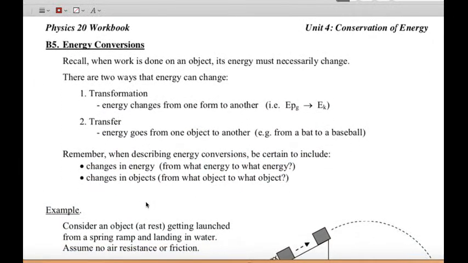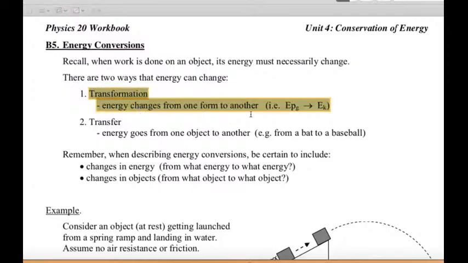Let's take a look at some energy conversions. Here we're combining these last three lessons with kinetic potential, gravitational potential, and now spring potential. We've got two types of potential going on. We need to remember that when work is done on an object, energy needs to change because work is equal to change in energy. So there are two ways energy can change. They can either transform, which is when energy changes from one form to another.